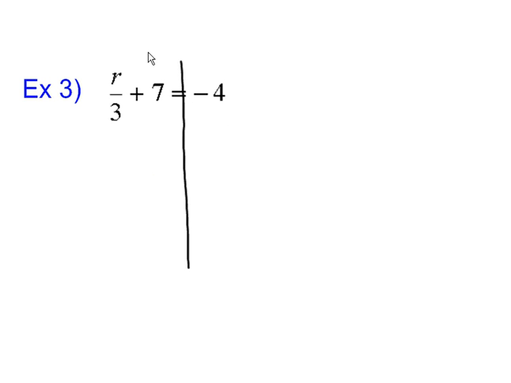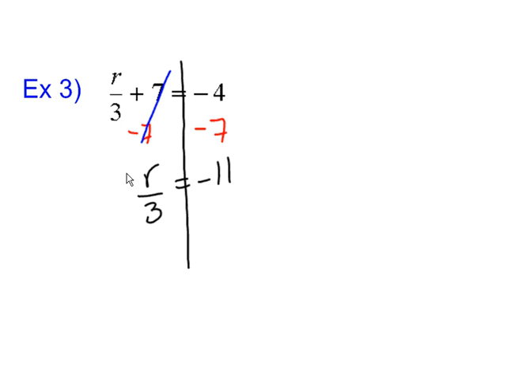Again, though, we deal with the side with the variable, which is the left side here. And this plus 7 means that we're going to subtract 7 from both sides because that is the inverse of that. What that does is that eliminates this because positive 7 and negative 7 will give us 0. That will give us r divided by 3 equals a negative 4 and a negative 7 give us negative 11.